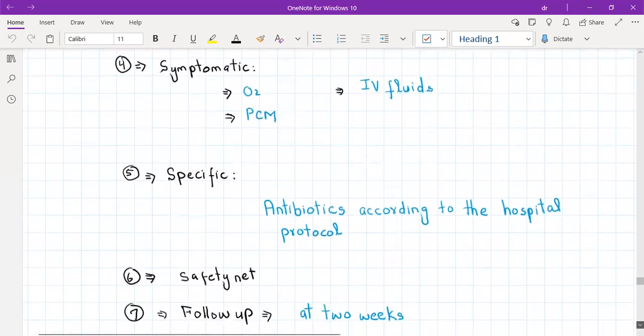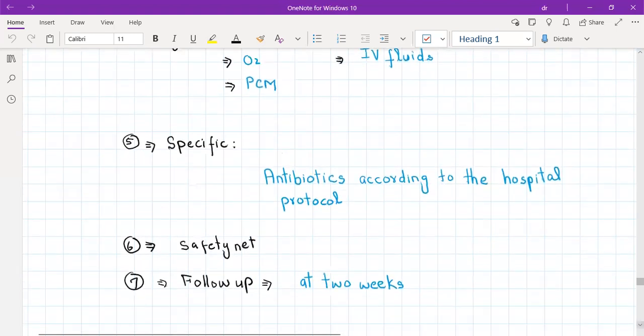Specific treatment, of course, since it is an infection, will be antibiotics. You don't have to remember the name of the antibiotic for PLAB 2, except for the STI cases. So you will just say antibiotics according to the hospital protocol, and then you will safety net the patient. If the patient is having severe shortness of breath, or is not able to breathe properly, or is feeling dizzy, or the fever worsens, then call 999 or come to the emergency department. And follow-up should be at 2 weeks.